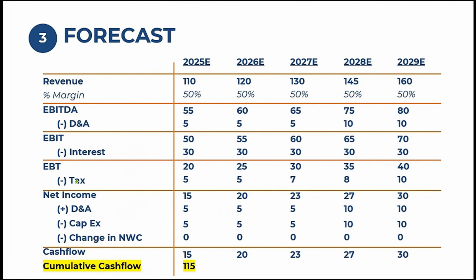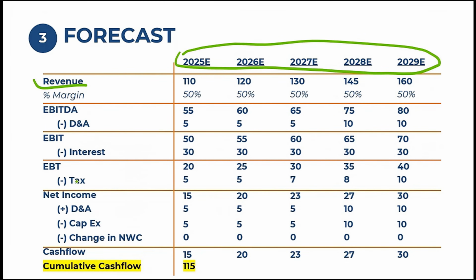Now comes the fun part, forecasting and calculating free cash flow. This step might look heavy, but if you stay structured, it's actually quite simple. Here is what we will do. We will project our revenue for 5 years and then apply the given margins to calculate EBITDA, deduct D&A to calculate EBIT, then subtract our interest to calculate EBT, then tax to find out net income, and then again adjust for D&A, capex and change in net working capital to find out the cash flow. So let's go step by step.